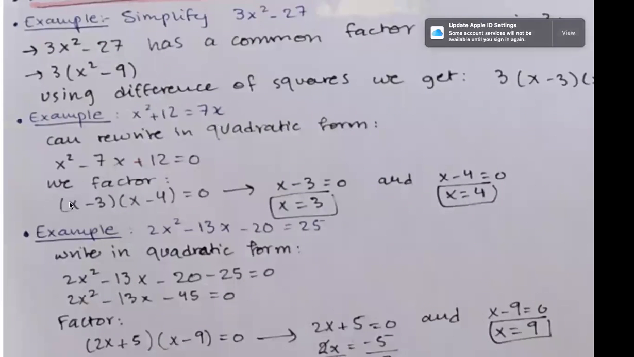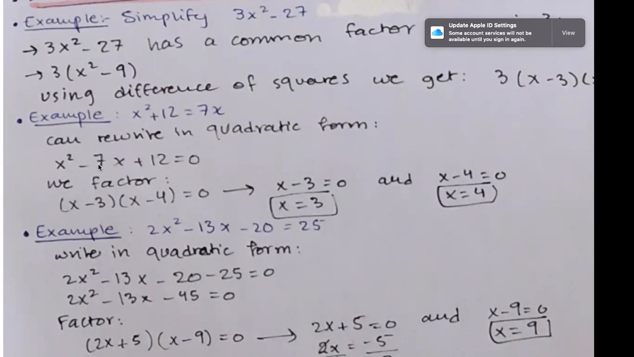Okay, I'll teach you 2 ways. The first way is by guessing. When you guess, you have to guess 2 numbers that when you multiply, you get the term without the x. So minus 3 times minus 4 is 12. And when you add them, you get the term with the x, which is -7. So -3 minus 4 is -7. There's another way using the calculator.